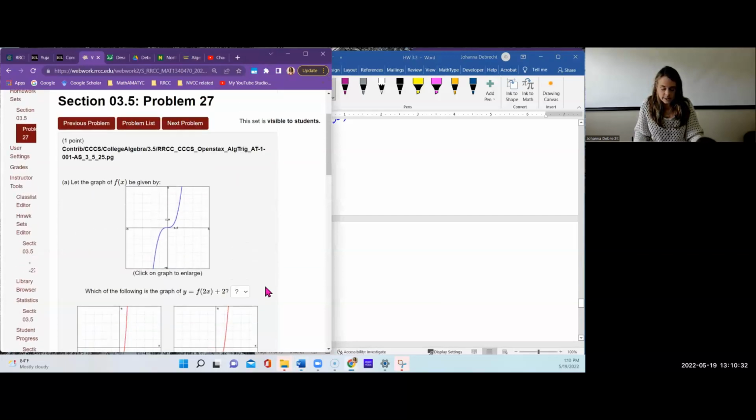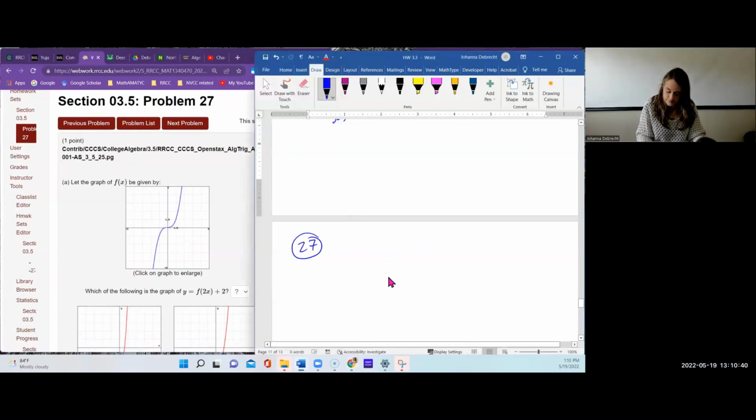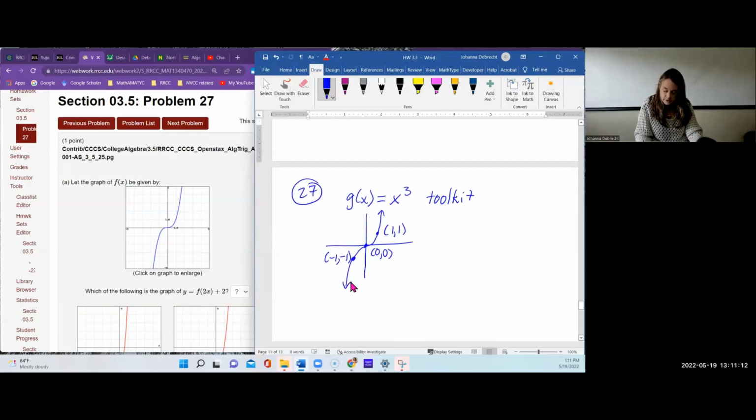When we're looking at number 27, we're starting with the toolkit function, which looks like this. Do you remember which one this is? Yep, it's x cubed. So our toolkit function is g of x equal x cubed. Remember that this has the basic shape where it comes up, flattens near the origin, and then continues up. It hits the origin at 0, 0. It hits the point 1, 1. It hits 2, 8 up here, -1, -1, and -2, -8. This is our toolkit function.